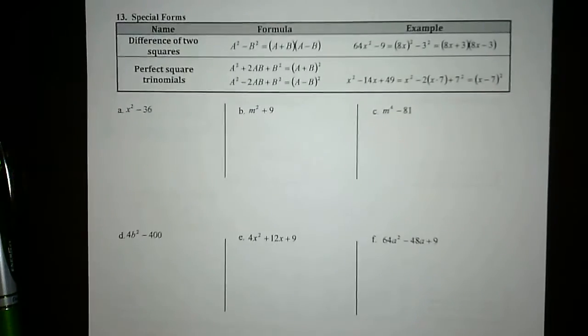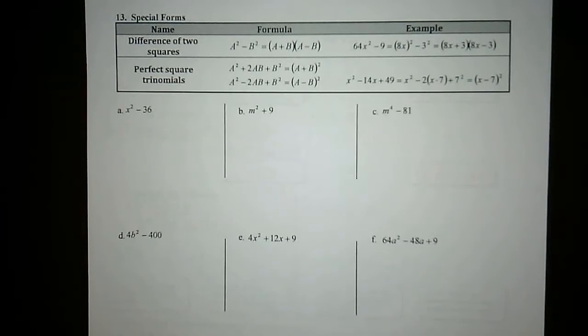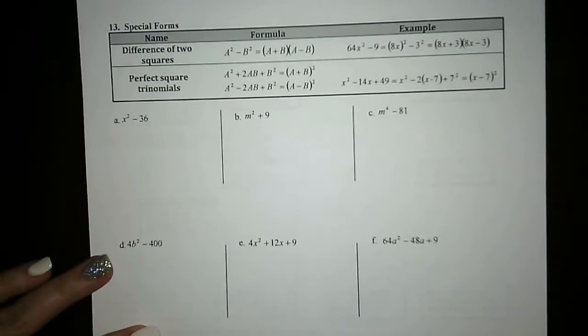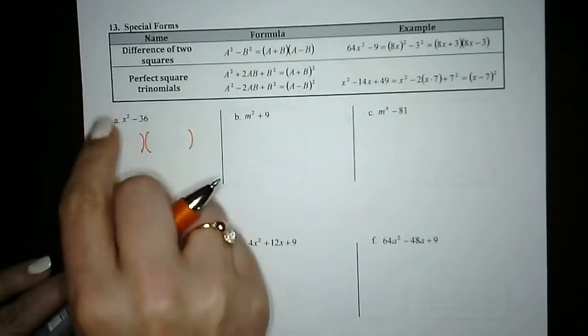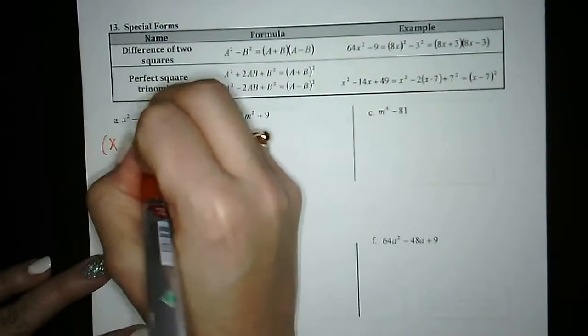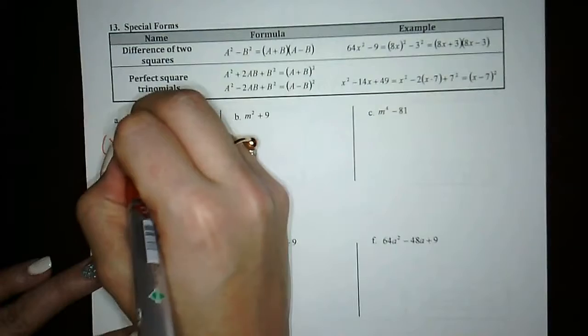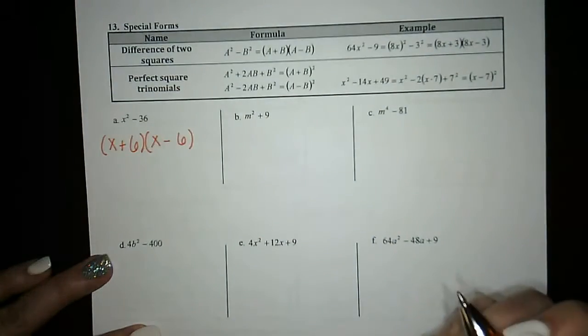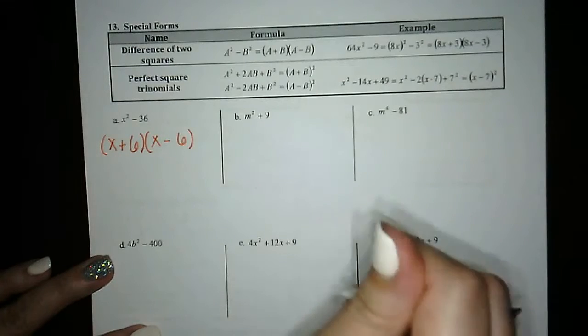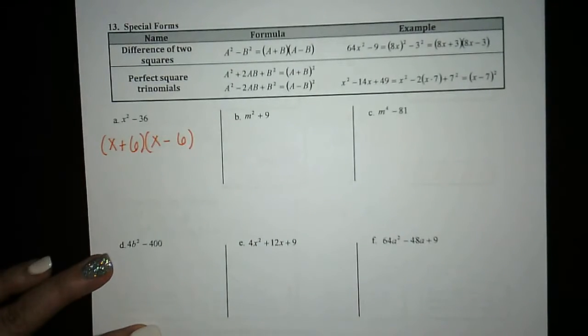Okay, you have a difference of 2 squares. These are my favorite. These are the easiest. All you do, they're perfect squares. So x times x gives me x squared. 6 times 6 gives me 36. I make one positive, one negative. That way the middle cancels out, and I'll show you why that works.